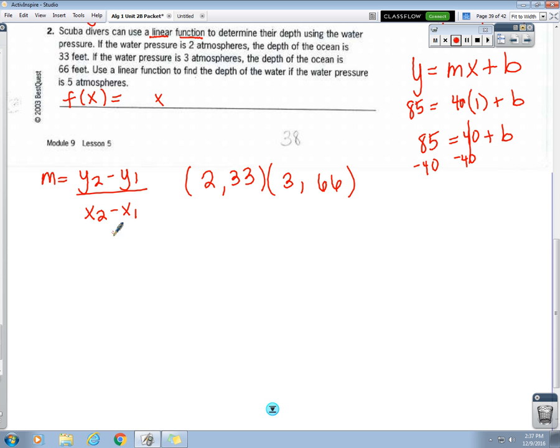Okay, so what do I plug in for y2? Minus what do I plug in for y1? Over what do I plug in for x2? And then 2, yes. So what will that become? Over, which is just 33 for your slope, right? Okay, once you've found your slope, how do you find your b?